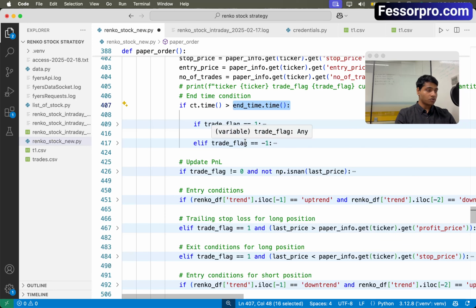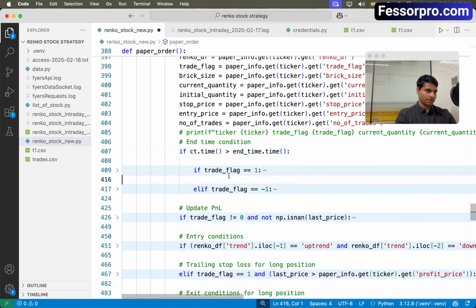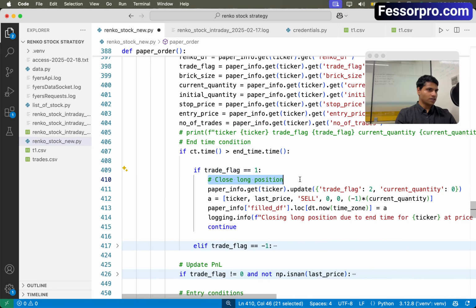Now, before closing the position, we should know if the position is open or not. And how will I know if the position is open? By looking at the trade flag. Remember that my trade flag will be initially 0. Whenever I take a position, if my position is long, it will be 1, and if my position is short, it will be -1. So I'm checking if my trade flag is 1. If my trade flag is 1, then I'm closing the long position.